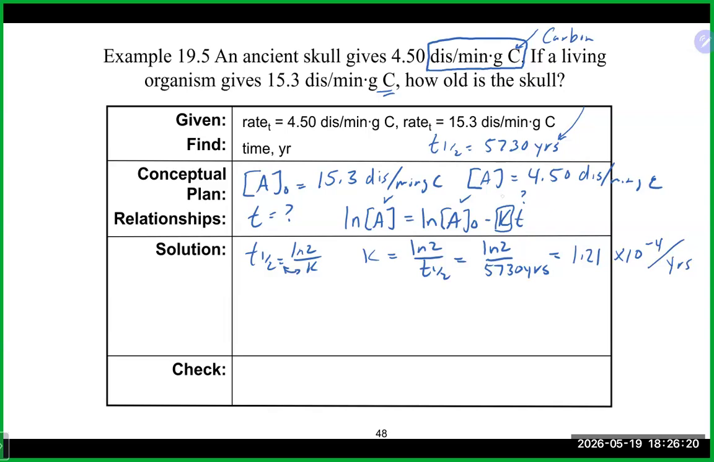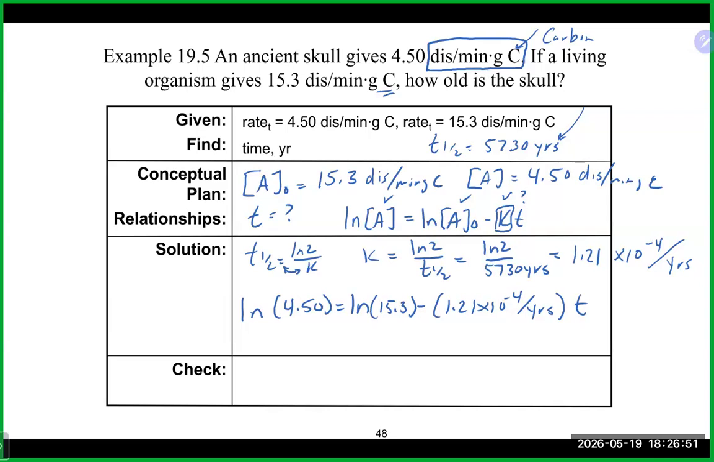Now that we have that, we have pretty much everything we need, so we can plug it into our equation. Natural log of our final, 4.50, equals natural log of our initial, 15.3, minus our decay constant, 1.21 times 10 to the -4 reciprocal years, times our t. When it's all said and done and we solve for t, it will be in units of years because of the decay constant.